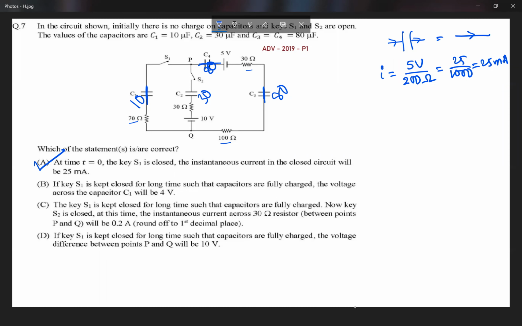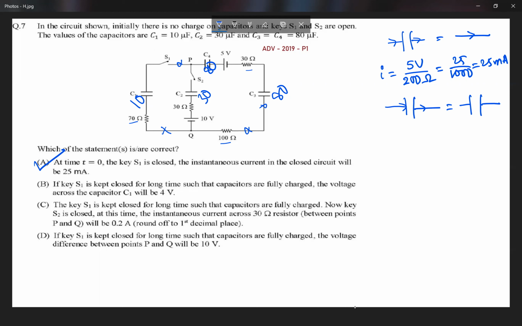If the key S1 is kept closed for a very long time, a capacitor that was letting all the current flow through it will eventually behave like an open circuit. It will not let any more current flow through it. So eventually, after a very long time, the amount of current flowing through the circuit will just become equal to 0. There will be no current flowing through any of these wires in the circuit.